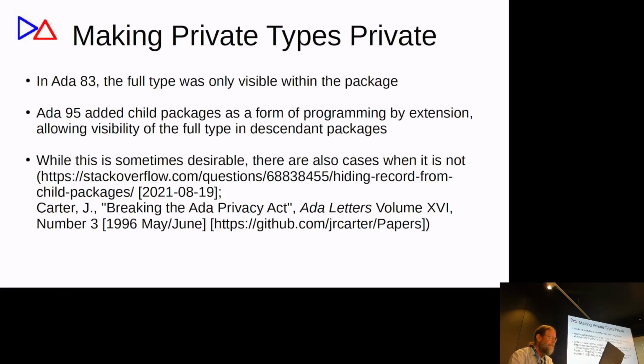Okay. The second case is called making private types private, and that sounds sort of like an oxymoron, I know. But in 883, the full type is only visible within the package where it's declared. 895 added child packages, which allowed visibility of the full type in descendant packages. And this is sometimes desirable, but sometimes it's not.